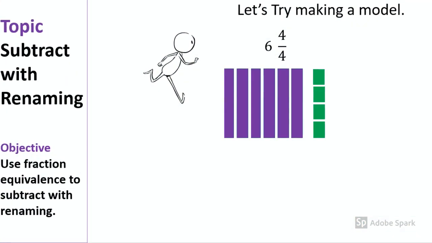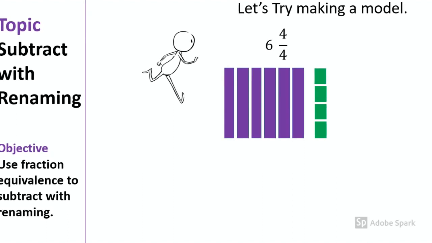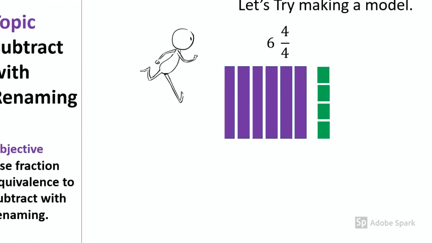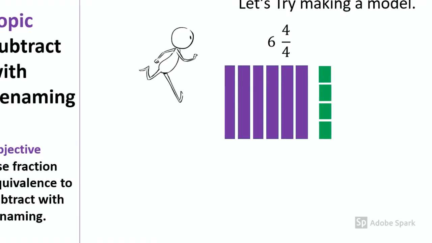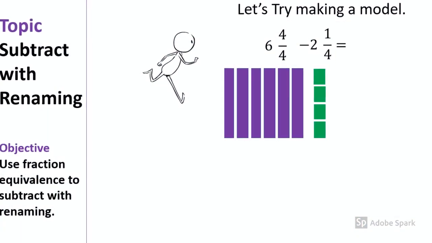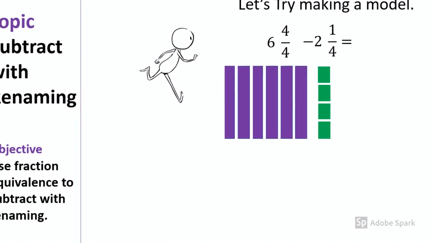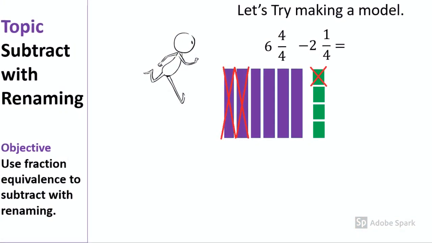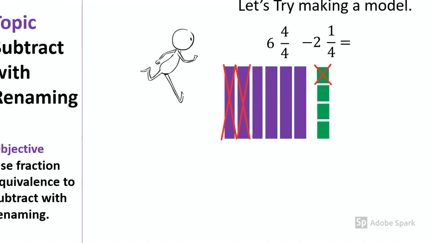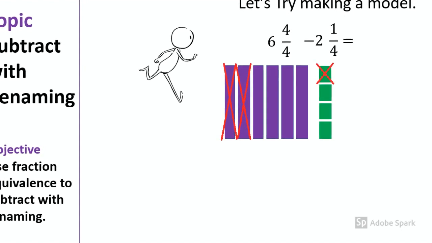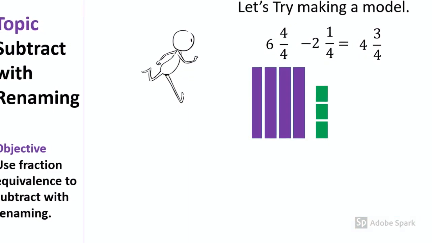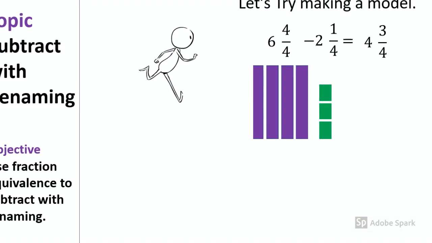Let's make another strategy by making a model. We're going to make a model of 6 and 4/4. We're going to draw 6 bars and 1 bar cut into 4, showing 4/4. Therefore, it is 6 and 4/4. Now, we are going to subtract 2 and 1/4 from 6 and 4/4. What are we going to do? We're just going to simply cross out the 2 from the purple bars and 1 from the 4/4. Presto! The answer is 4 and 3/4. It's clear in the model, right?